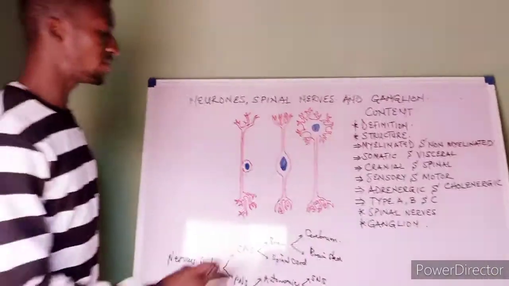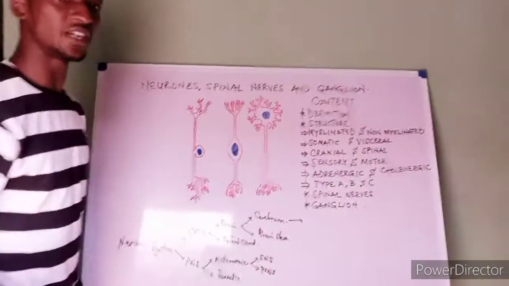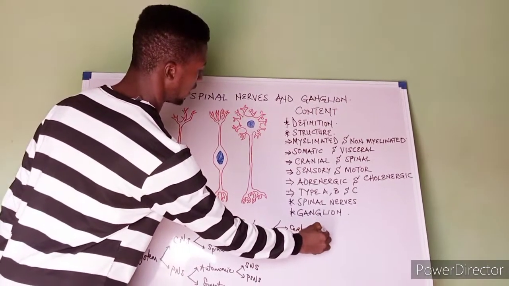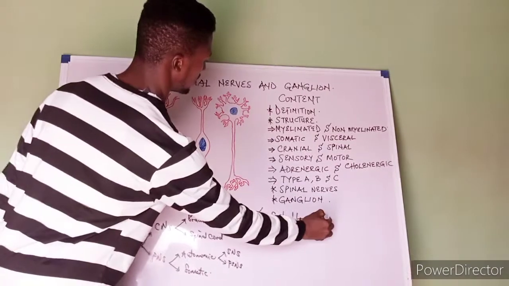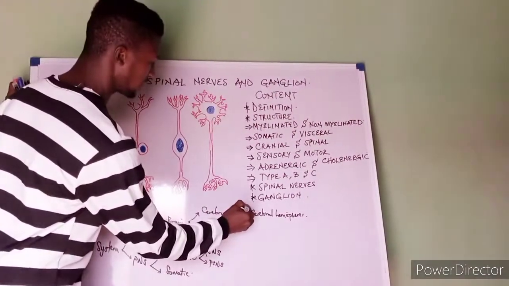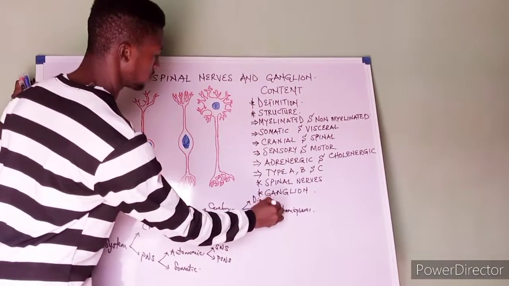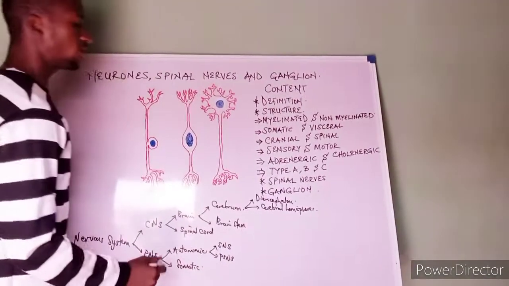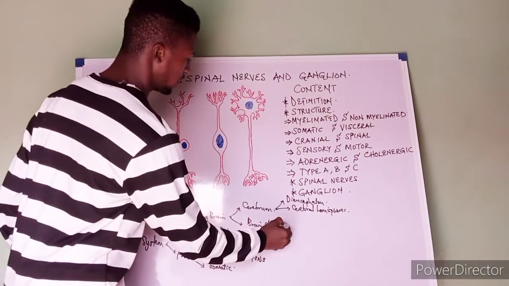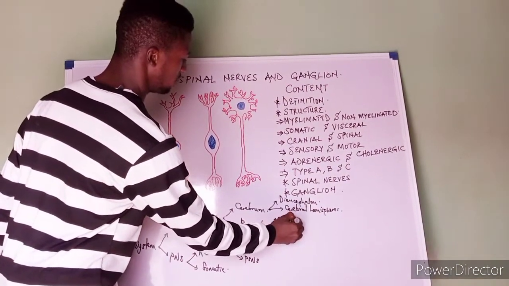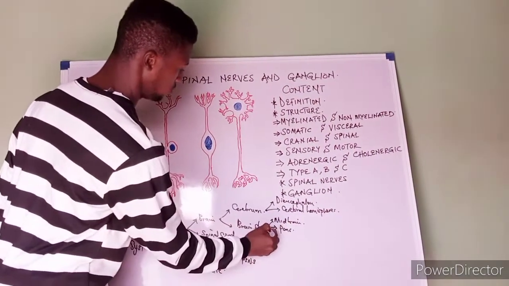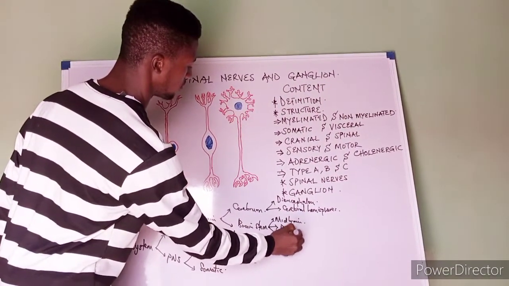Now the cerebrum is made up of the cerebral hemispheres and the diencephalon. But the brainstem is made up of three parts. We have the midbrain, the pons, and the medulla.